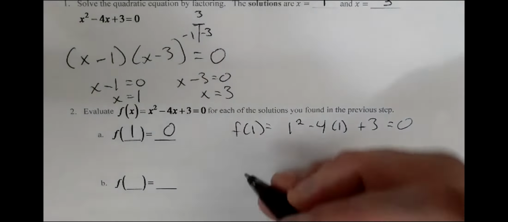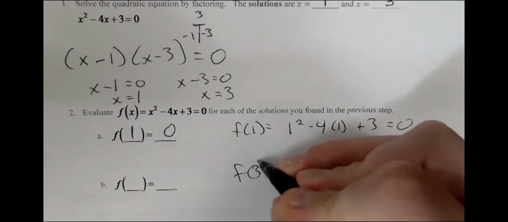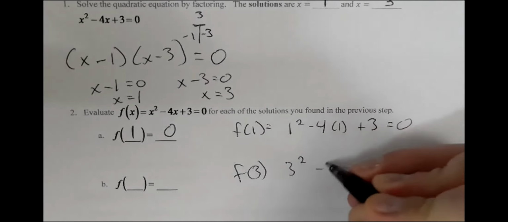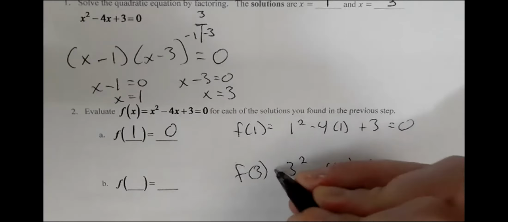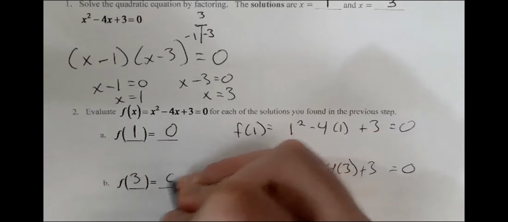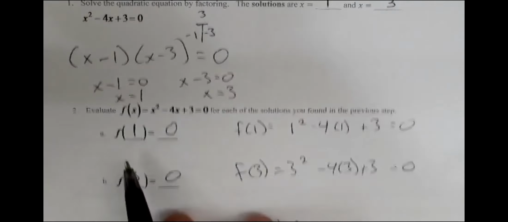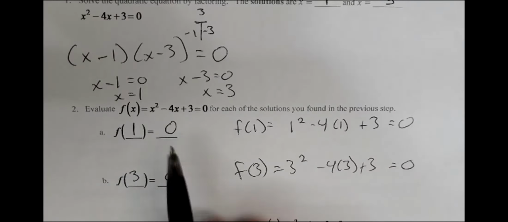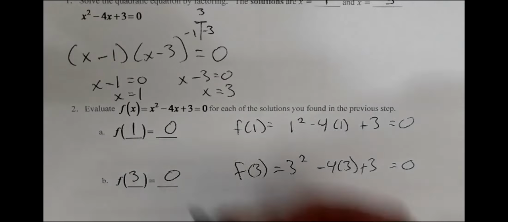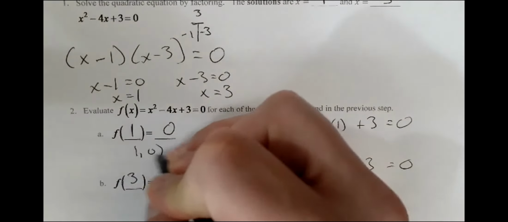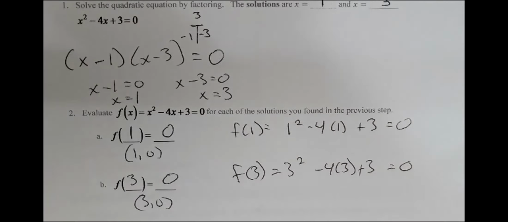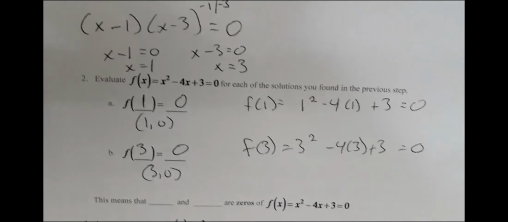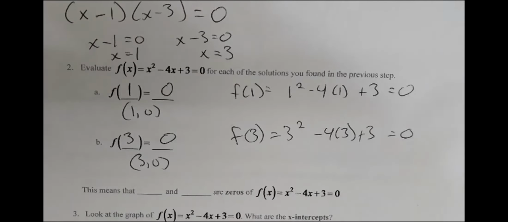The other thing is f of 3. Plug in 3. Do 3 squared minus 4 times 3 plus 3. This should also be giving me 0. And this is my x value. This is the correlating y value. So I could also put this as the points 1, 0 and 3, 0 if I really wanted to do it in different forms.